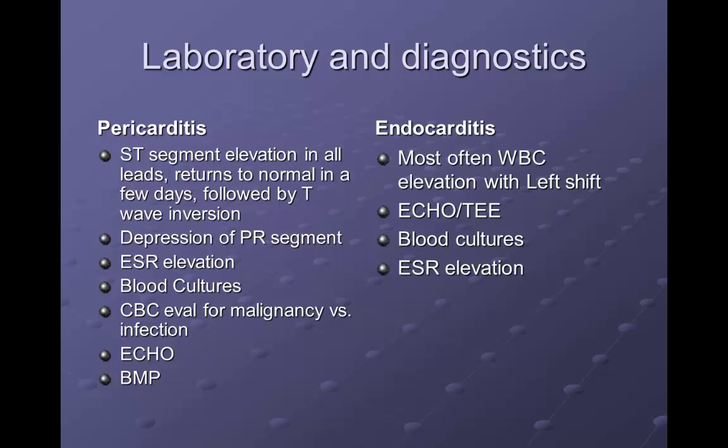Laboratory evidence, we discussed already the pericarditis, so we're not going to lose time on that. But in endocarditis, of course, you're going to have a left shift. Remember the presence of bands with an elevated WBC. We went already through the major criteria, what's present on the echocardiogram and the TEE. Positive blood cultures and positive serological evidence of infection such as ESR elevated or CRP.